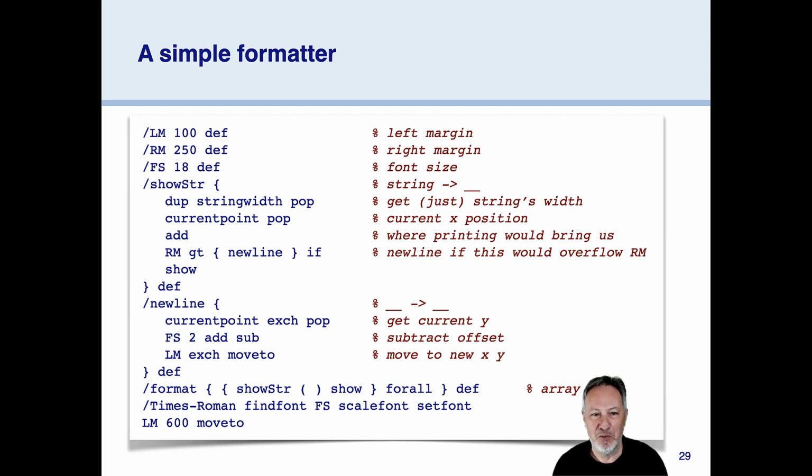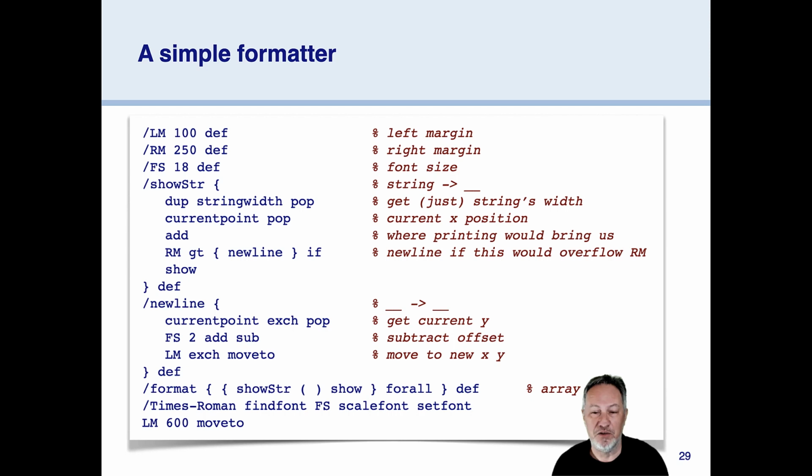So here we define a left margin, a right margin, a font size, and a showString operator, which will print a string. What it will do is ask for the width of the string that is going to be printed. So our operand, our argument to this procedure, is the string. Where we ask for a string width, first we duplicate the string. We ask for stringwidth, which gives us both the height and the width, and then execute a pop because we only want the width.